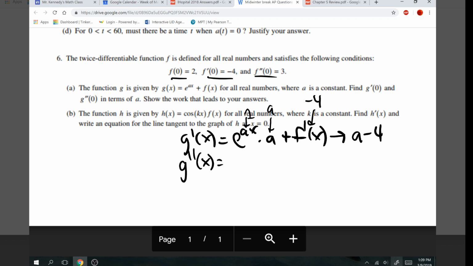All right, g double prime of x. I have to take a derivative of this. I get e to the ax times a times another a, because I chain out another a. And so it's really an a squared there. And plus f double prime of x. No chain rule here. And then we just plug in values. So we're going to have a 3 here. And then if I plug 0 into this, I just get a squared. And so I get a squared plus 3. And that's it for that.